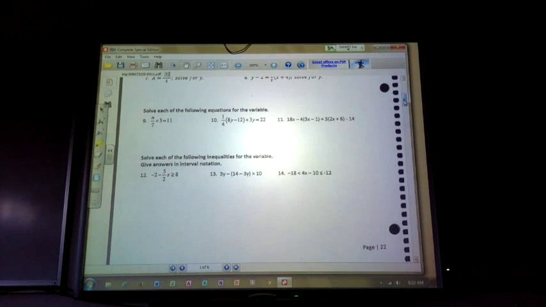All right, so problem number 9, now we get the numbers back. We still have one variable. So solve each of the following equations for the variable. So problem number 9, what should I go and start doing? What's the first step?